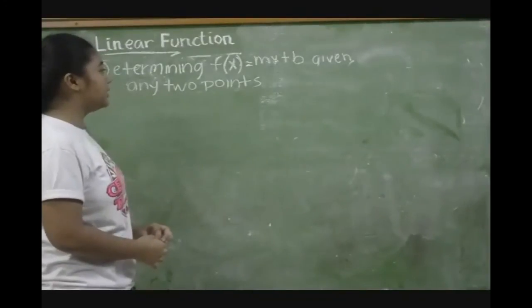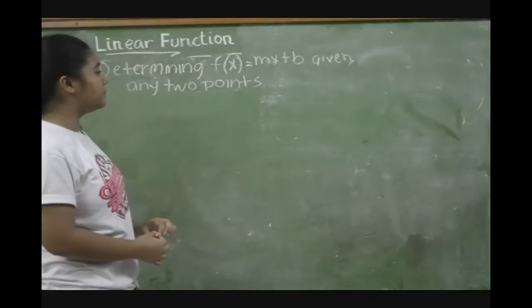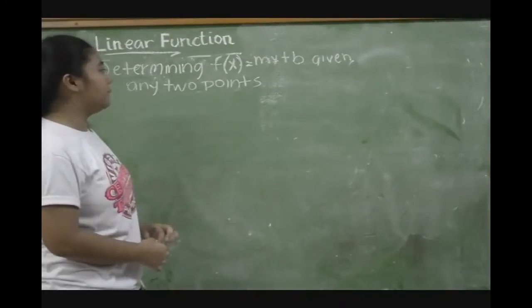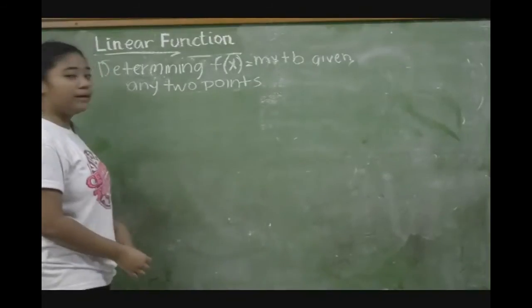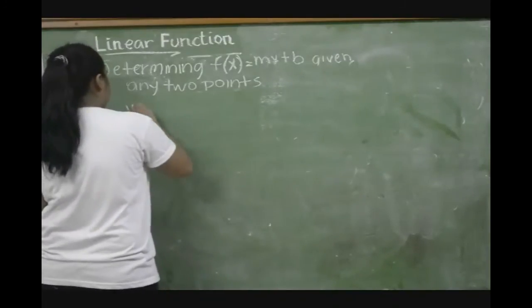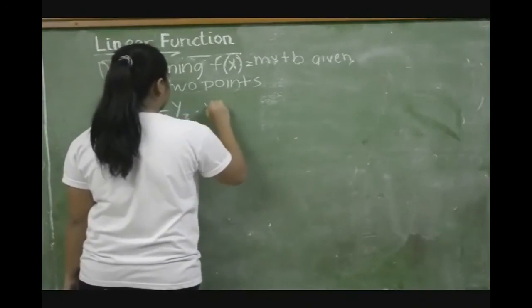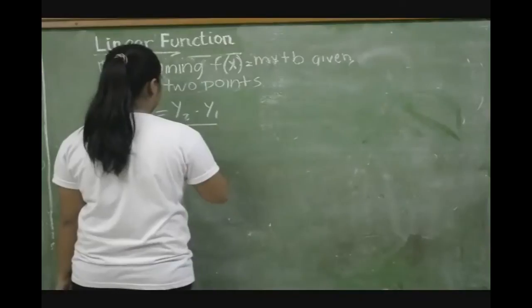Determining f of x equal to mx plus b given any 2 points. To find f of x equal to mx plus b given any 2 points, we can use the formula: y minus y sub 1 is equal to y sub 2 minus y sub 1 all over x sub 2 minus x sub 1, times x minus x sub 1.